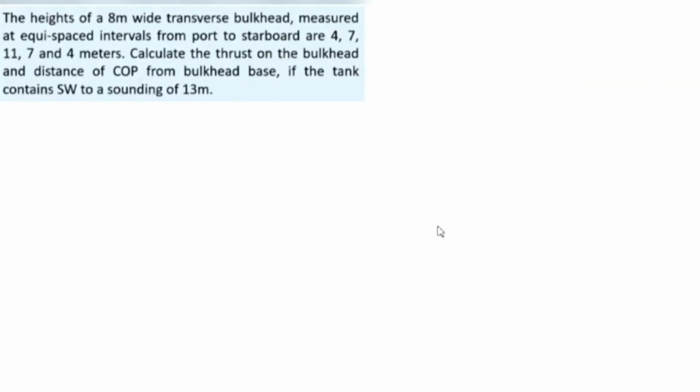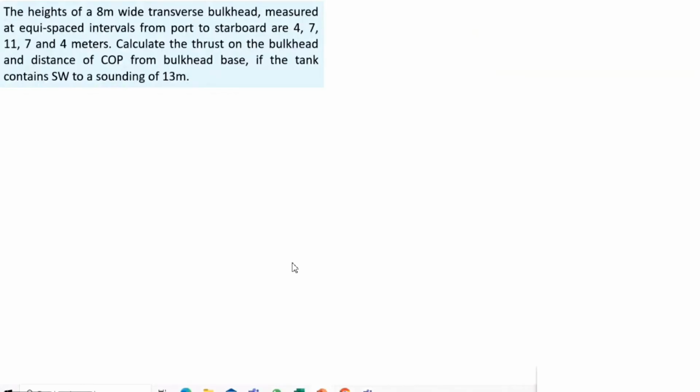Here is the next question, guys. The heights of an 8-meter transverse bulkhead measured at equispaced intervals from port to starboard are 4, 7, 11, 7, 4. It's my own question to basically sort out the issue of axis, which was not addressed in the MMD question which we just did. Calculate the thrust on the bulkhead and the distance of its COP from the bulkhead base if the tank contains seawater to a sounding of 13 meters. So guys, this is the transverse bulkhead and the heights are given.